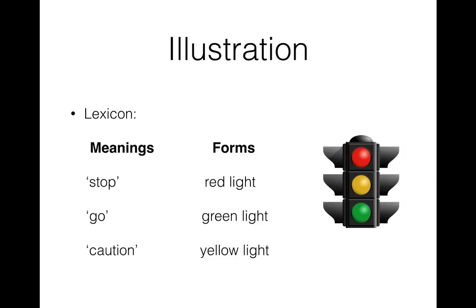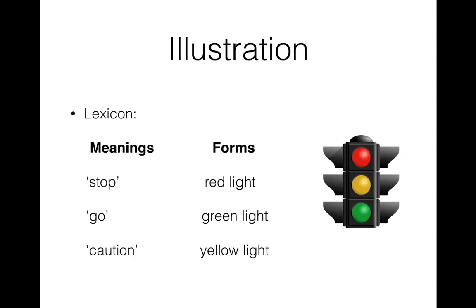So here is a lexicon. You have a meaning and a form. Every lexicon has a meaning and a form and a mapping from meaning to form. When you have the meaning stop, you only see the red light. The green light is off, the yellow light is off. When you have the meaning go, you only see the green light and not the red light and the yellow light. And proceed with caution is the yellow light, and then you don't have the red light and the green light.